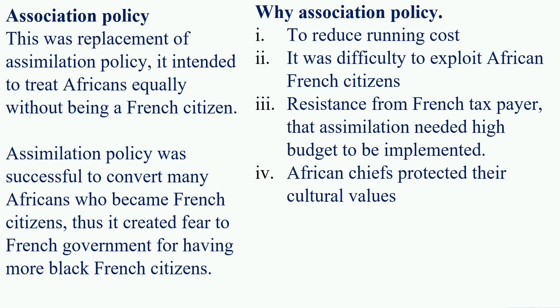So here, things changed. The French government recognized and respected African culture and the African system of life, and stopped disturbing the cultural system rather than controlling Africans. The assimilation policy was successful in converting many Africans who became French citizens. Thus, it created a fear in the French government of having more black French citizens, as I said before. Because of this fear, the assimilation policy failed, and the association was the solution so that everyone should live his or her life. Live your culture, let me live my culture.